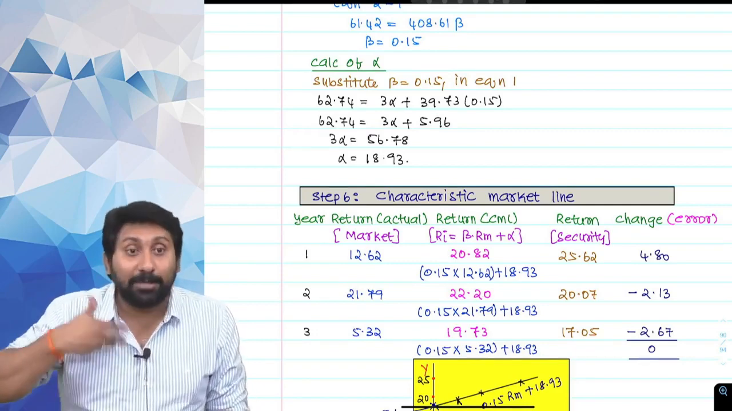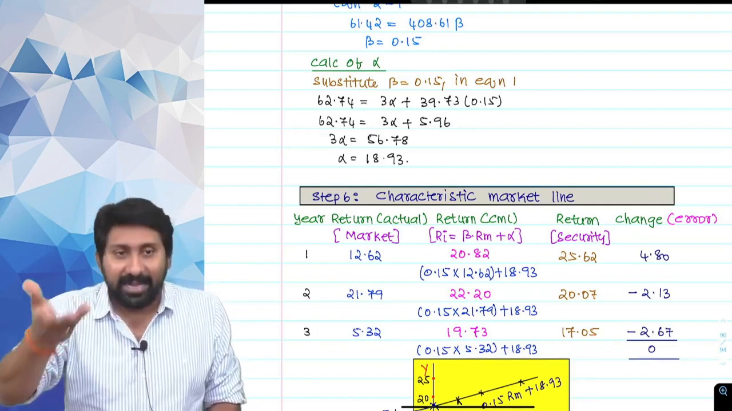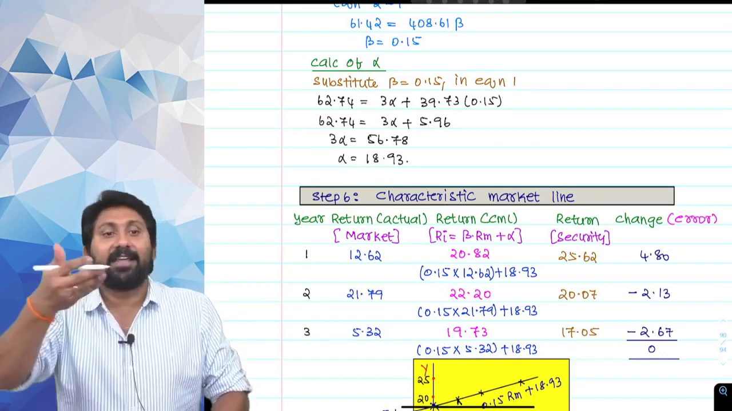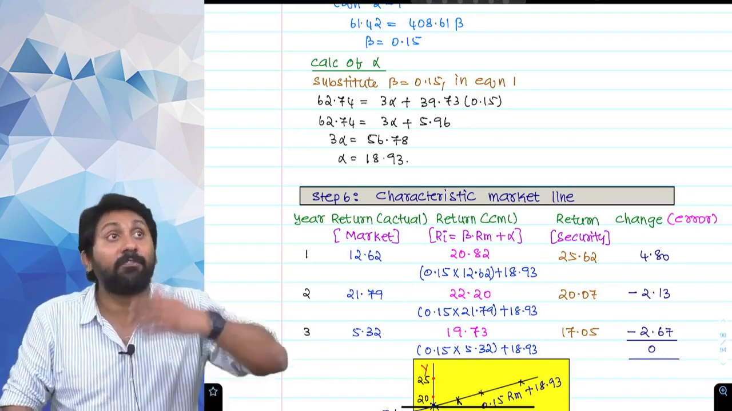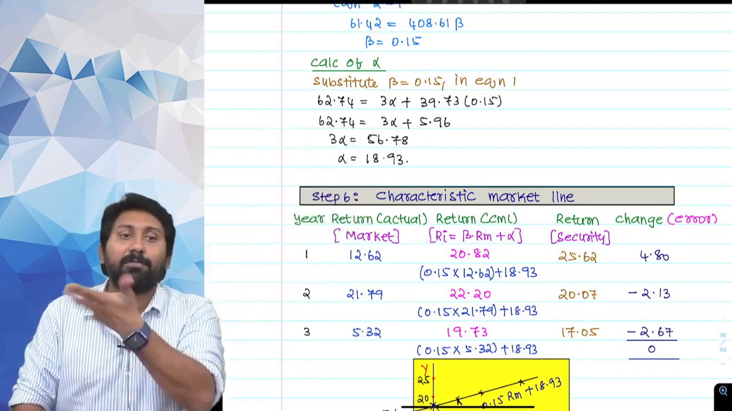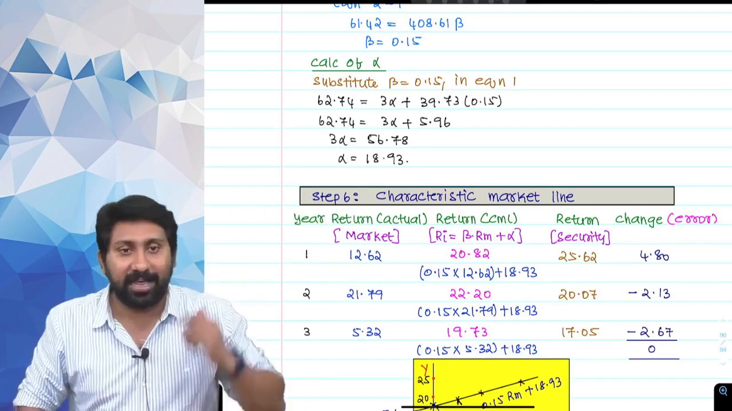Our institute has done much more hard work. What hard work have we done? Exams we conducted, sessions we conducted. Because of that, there is again an increase. That means I am going over and above the market performance and giving the return. What is that over and above? We don't know. That's called error. What you don't know is error.